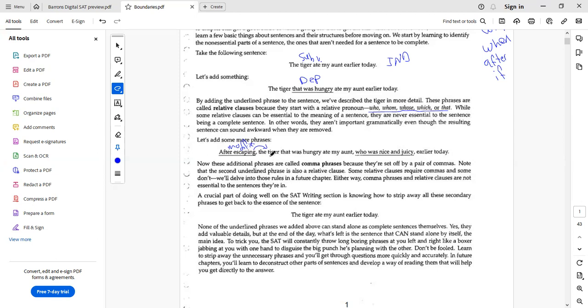Okay. The tiger, let's look at the main sentence. This sentence, the independent: the tiger ate my aunt earlier today. This is the independent. That was hungry is a dependent, relative clause. Who was nice and juicy? Dependent, relative clause. Here, because there is that, I don't put comma. Here there is who, so I have to decide. It's important or not important. Here it's not important. So because of that, I put comma before it or after, because I can delete it.